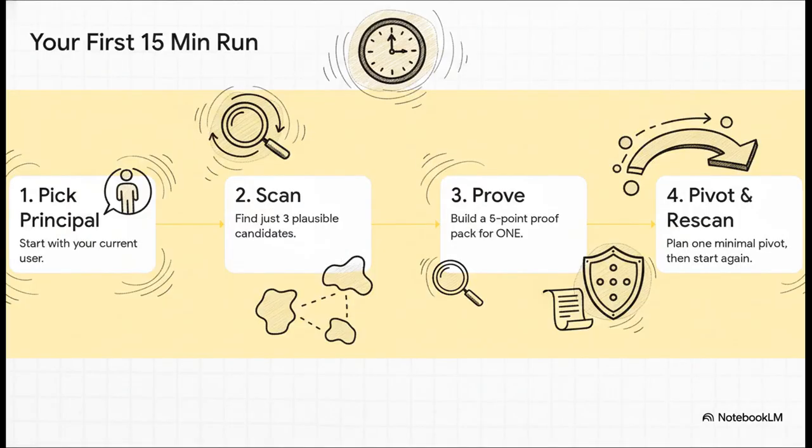So what's your next step? Don't just file this information away. Try it. Seriously, take 15 minutes right now. Pick whatever user you're on in a lab, run a quick scan just to find 3 potential candidates. Then pick one and build that 5-point proof pack for it. And you know what? Even if it's a total dead end, document why. That's still progress. That's how you stop guessing and start navigating. Give it a shot. You'll be amazed at the clarity it brings.